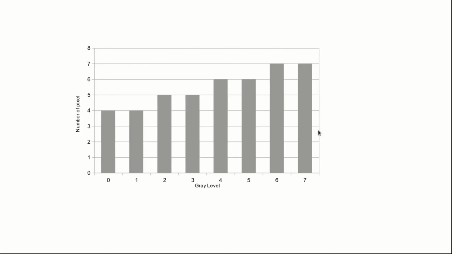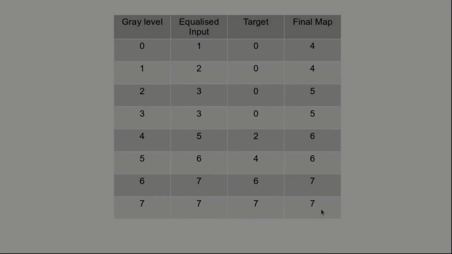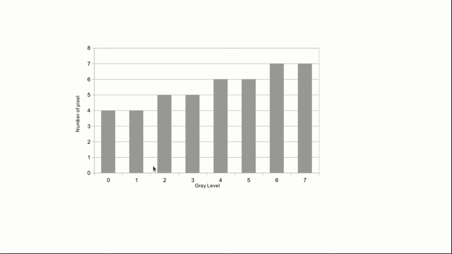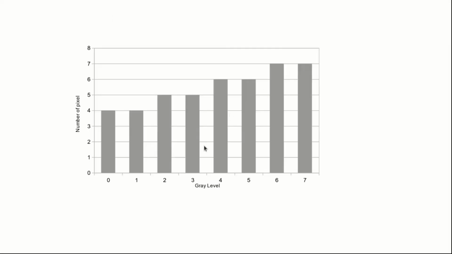Next, you'll have to plot a graph where the y-axis represents number of pixels and the x-axis represents gray level. Look at these two columns, that is gray level and final map. 0 to 4, mark a straight line, 1 to 4 mark a straight line, 2 to 5 mark a straight line, and so on up till 7 to 7 straight line.